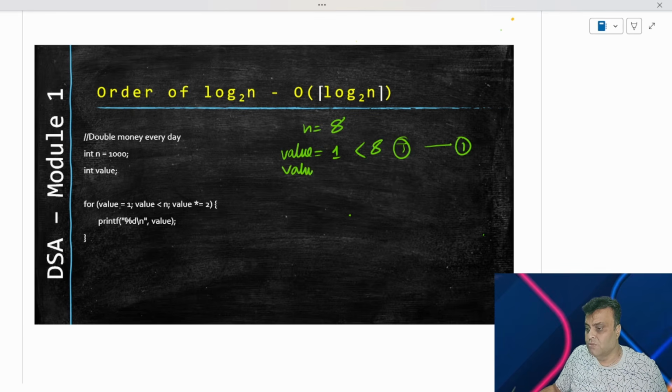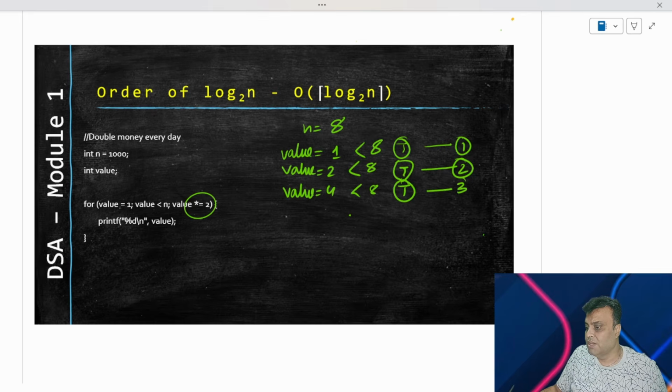When the value becomes 2, because we are multiplying here by 2, right? When the value becomes 2, it is also less than 8. So this is also true, and this makes it run the second time. Next time the value will become 4, and this is less than 8. This is also true, and this will make it run the third time. Next time the value will become 8. 8 less than 8 is false, and this therefore will not run the fourth time.